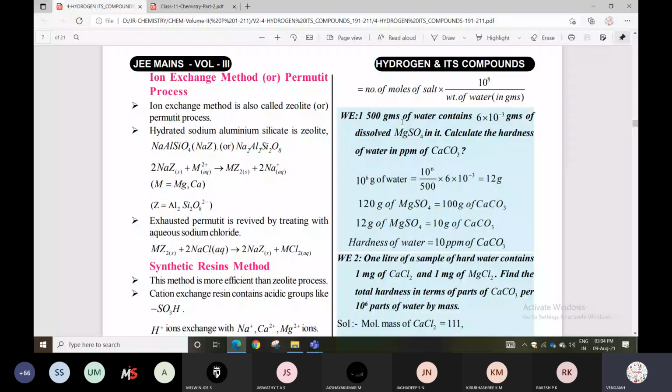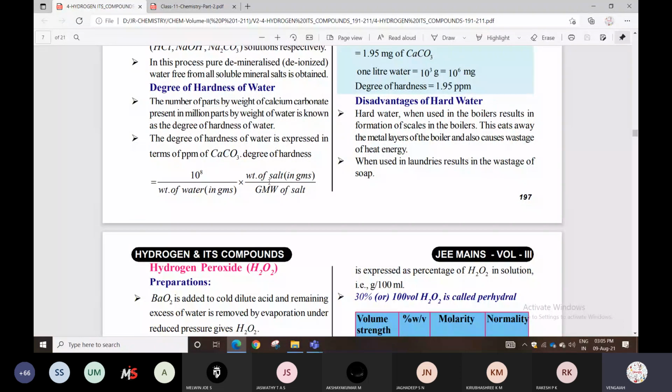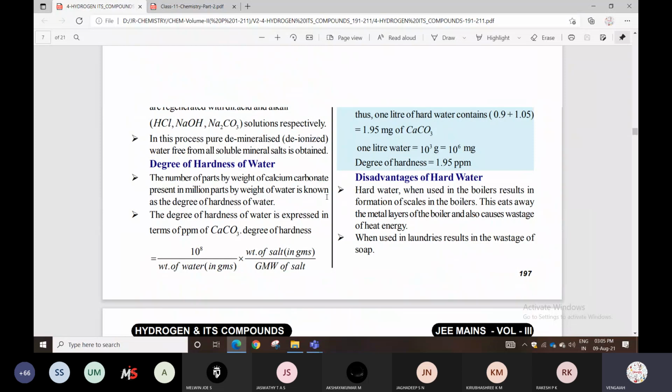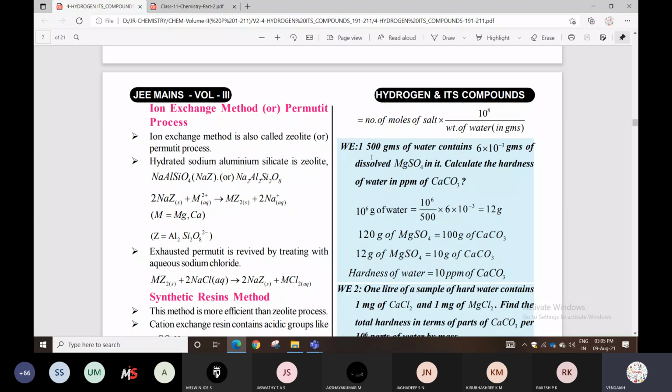500 grams of water contains some amount of salt dissolved, and you calculate the hardness of water in ppm. What salt is dissolved in water? Magnesium sulfate. How many grams will be given? 6 into 10 to the power of 3 grams. You can calculate the gram molecular weight of MgSO4: magnesium 12, sulfur 32, oxygen 16, and with 4 oxygens, 4 into 16 is 64. In total you get 120 grams of MgSO4.